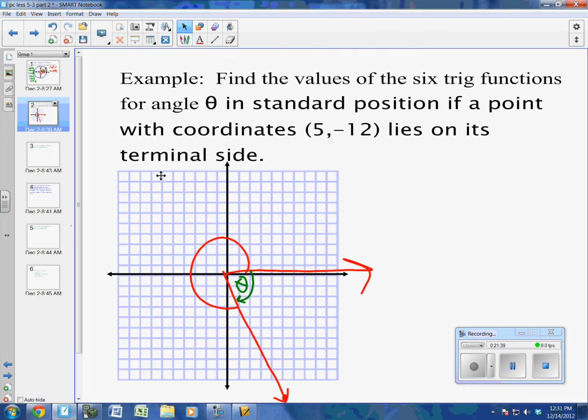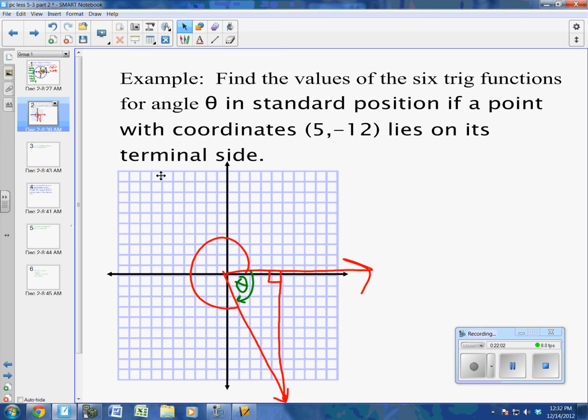Okay. Now we are going to draw a right triangle. So we're going to draw a line straight up to the x-axis. You always draw your triangle to the x-axis. Never draw it to the y-axis. See, I could have drawn a right triangle going this way, but you never draw it to the y-axis. Okay.